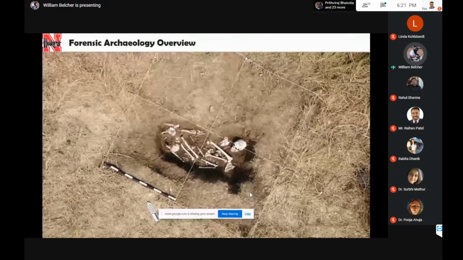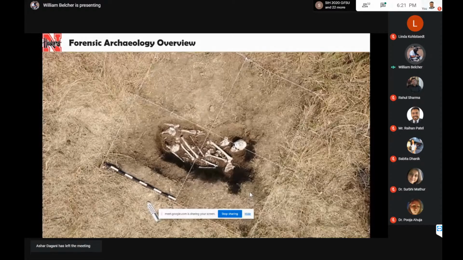And this is something that, when the memorandum of understanding between our 2 universities is formalized, we would like to be doing some training like this for the National Forensic Science University eventually.